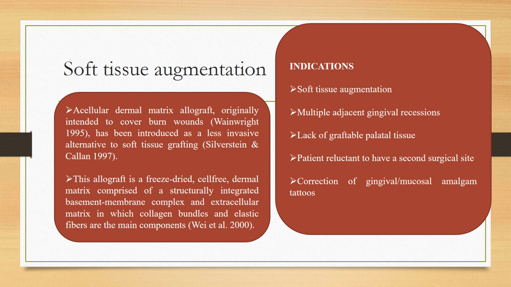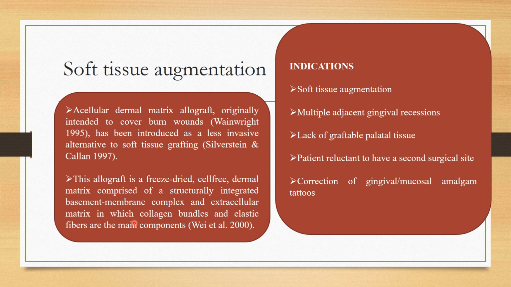Soft tissue augmentation. Coming to soft tissue augmentation, the latest one we are using is the acellular dermal matrix allograft, originally intended to cover burn wounds. It was introduced as a less invasive alternative for soft tissue grafting by Silverstein and Callan in 1997. So this allograft is a freeze-dried, cell-free dermal matrix composed of a structurally integrated basement membrane complex and extracellular matrix, in which collagen bundles and elastic fibers are the main components.